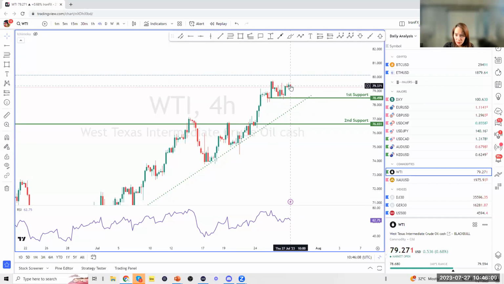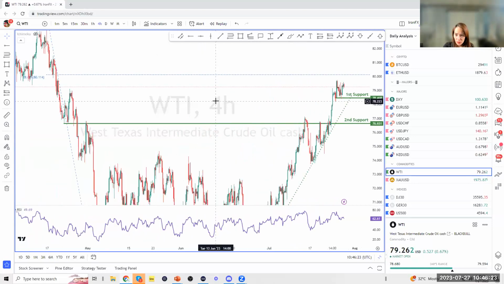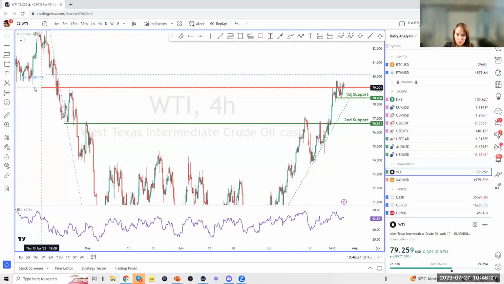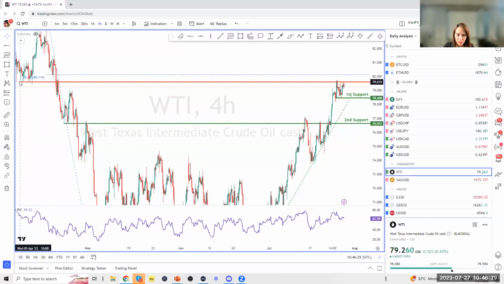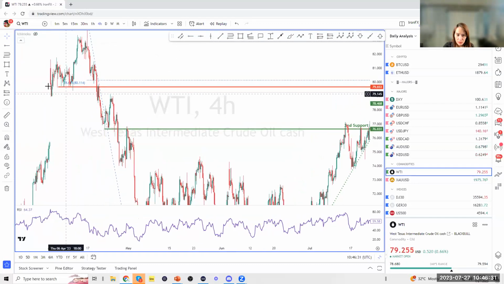So we need to wait for the price to break this wick, the first support here. You wait for price to close below, and then you know the price has broken the change of character, and then you wait for the price to retrace, and then you sell. Because what you can see here for oil, this one is resistance.